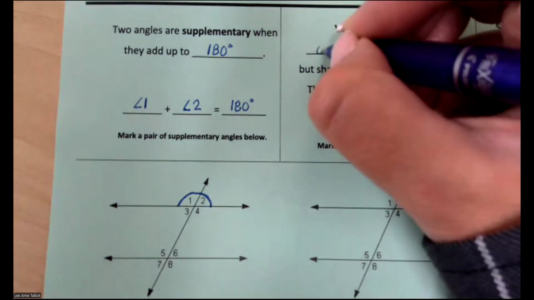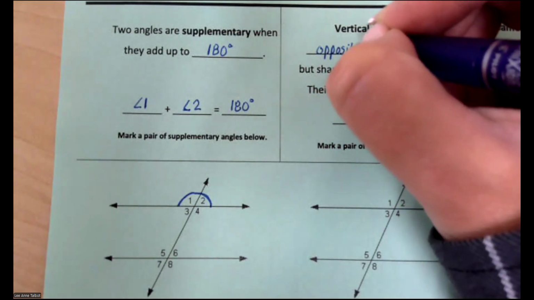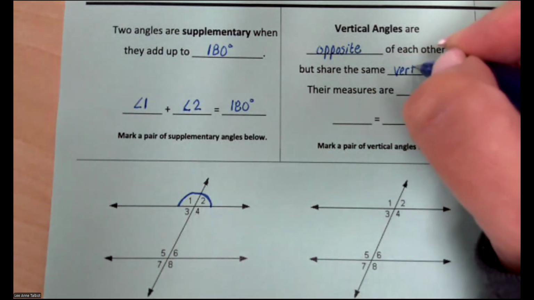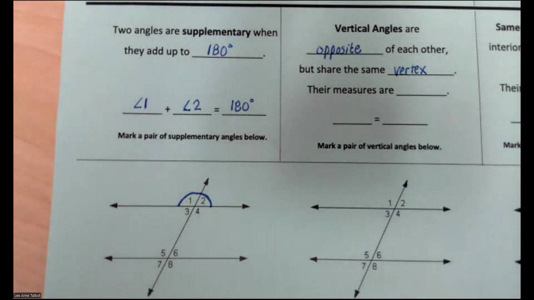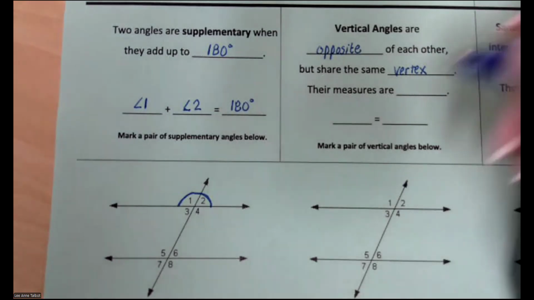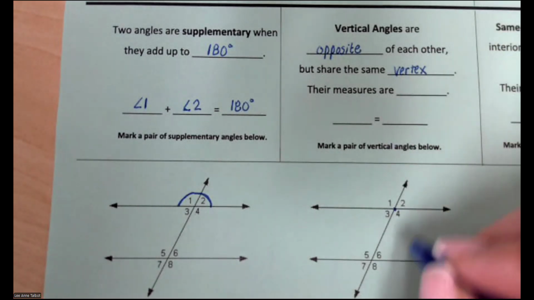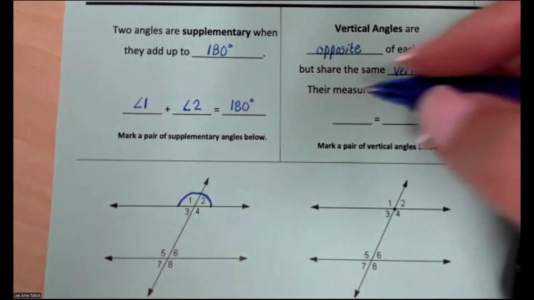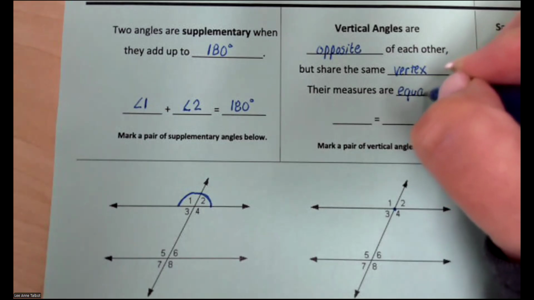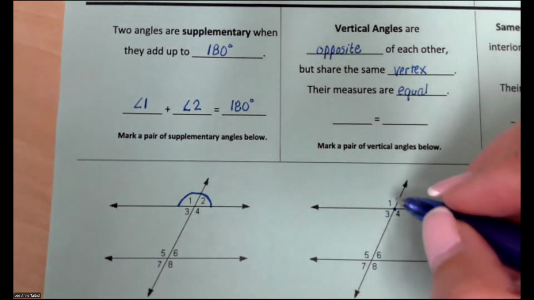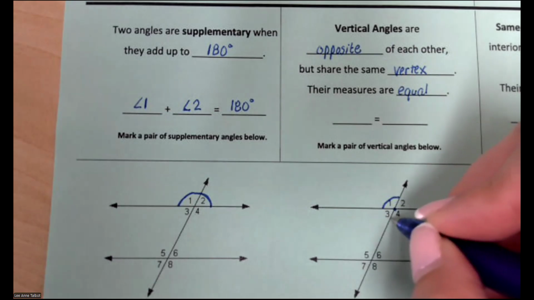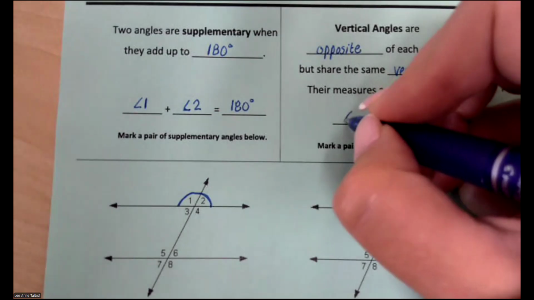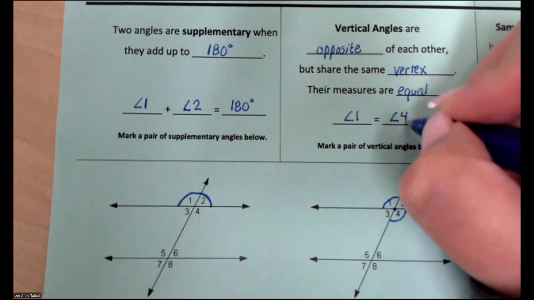Vertical angles are opposite of each other, but share the same vertex. If you're wondering what a vertex is, it's this little point where the lines cross each other. So like a little dot right there, that's the vertex. Their measures are equal. For this one, I'm going to pick angle 1 and angle 4. Angle 1 equals angle 4.